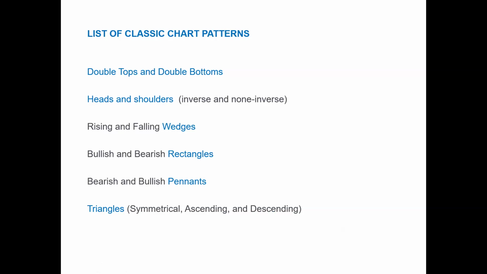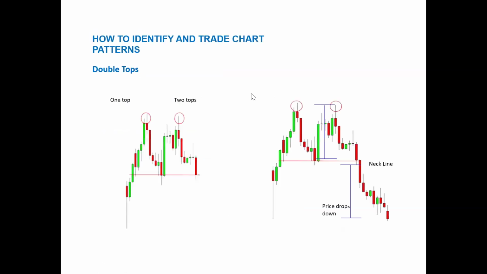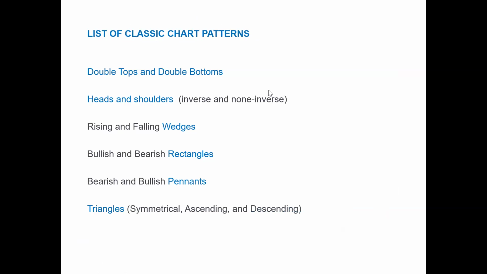Now, this is the list of chart patterns, the ones that are generally accepted that you will see more often in the market. We call them the list of classic chart patterns. Number one, we have double top and double bottom. We have head and shoulders and inverse head and shoulders, rising and falling wedges, bullish and bearish rectangles, bearish and bullish pennants, and we have the triangles: symmetrical triangle, ascending triangle, and descending triangle. We're going to look at all of these in this class tonight.